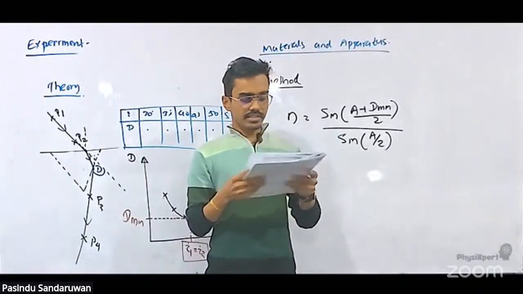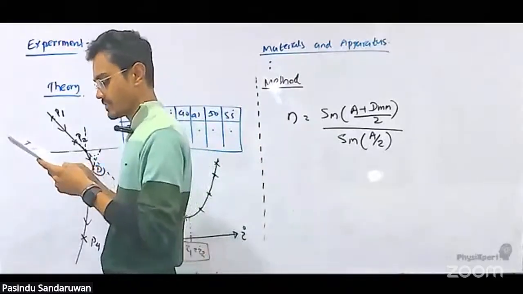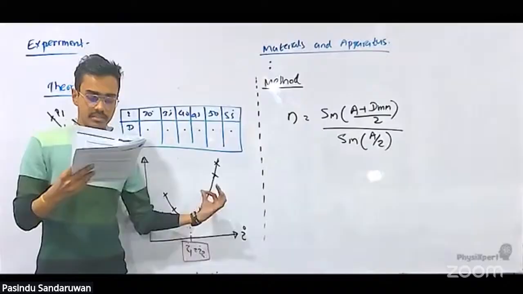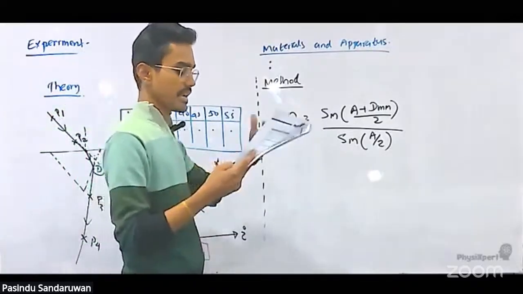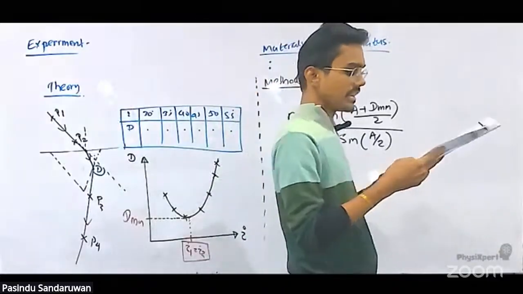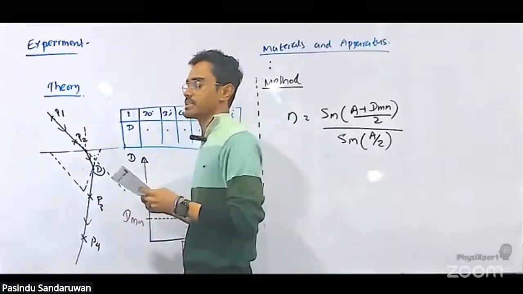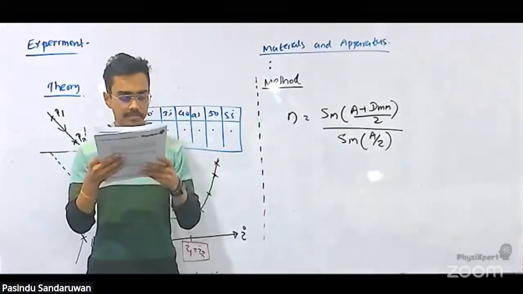Theory: when the angle of incidence i is gradually increased from a small value, the angle of deviation first decreases, reaches a minimum, then increases. This is the variation, now we know. The angle of deviation corresponding to the minimum state is the angle of minimum deviation. That is called d min, not just d, that is d min. D min, or sometimes it is labeled as dm. D min, or dm, right?